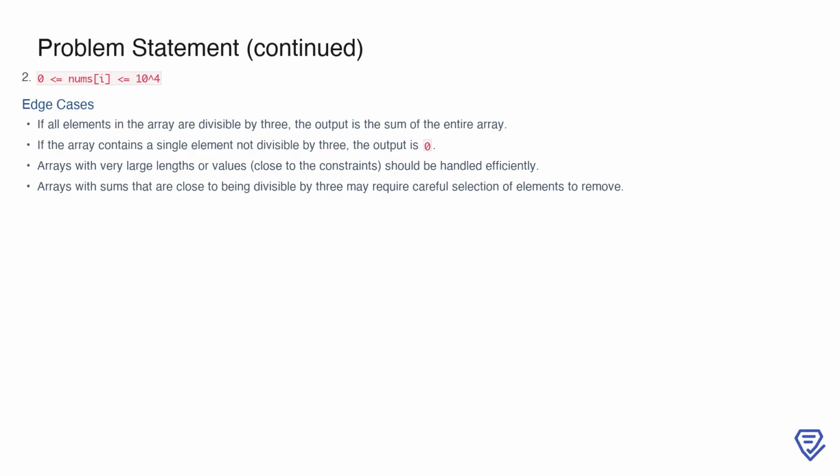For edge cases, if all elements in the array are already divisible by 3, the output will simply be the sum of the entire array. On the other hand, if the array contains only one element that is not divisible by 3, the output will be 0. Additionally, when sums are very close to being divisible by 3, it's important to carefully choose which elements to remove in order to maximize the result. These considerations will guide us as we develop an optimal solution.